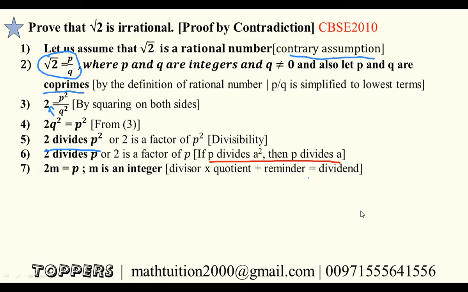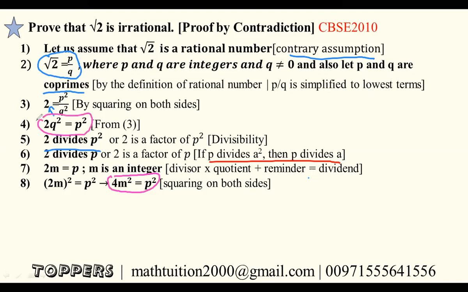Fine. Now we are squaring on both sides. So (2M) whole square equal to P square. (2M) whole square means 2 square into M square. 2 square is 4, so 4M square equal to P square. Now, see some speciality. Here we have 4M square equal to P square. Here we have 2Q square equal to P square.